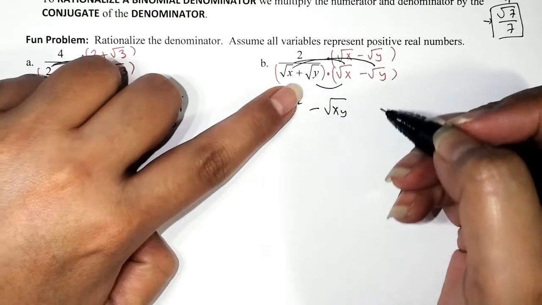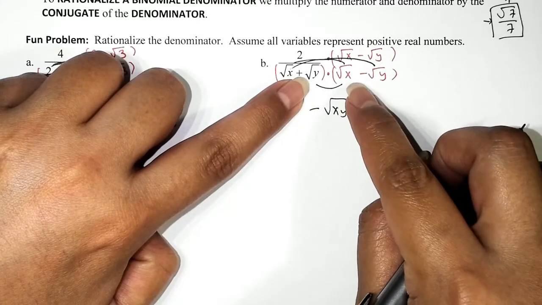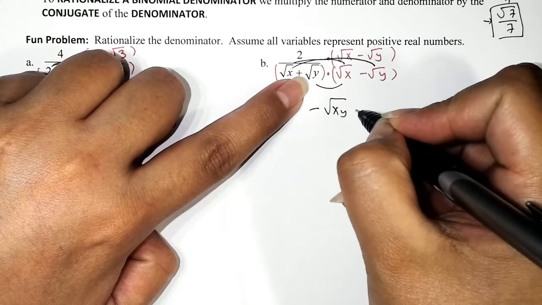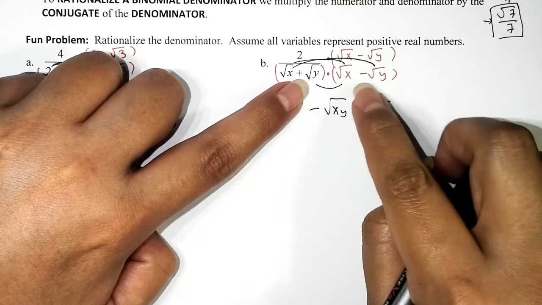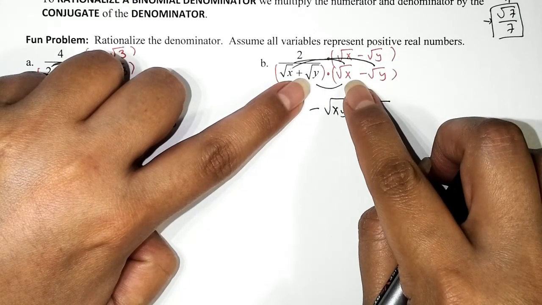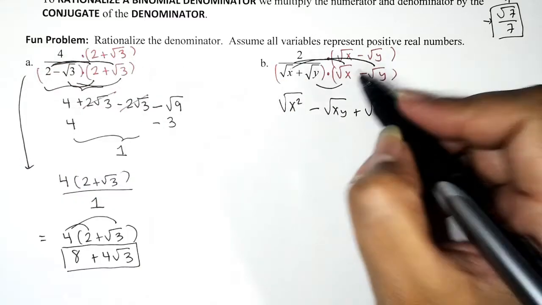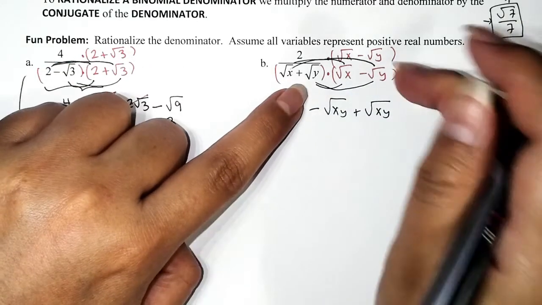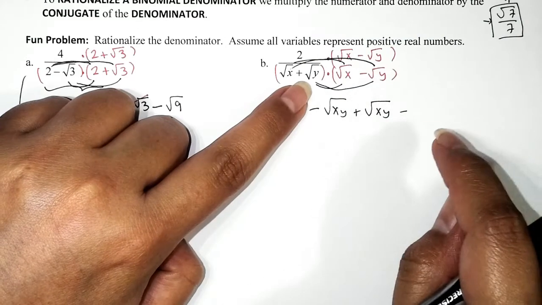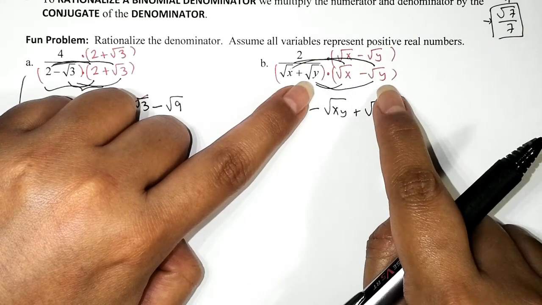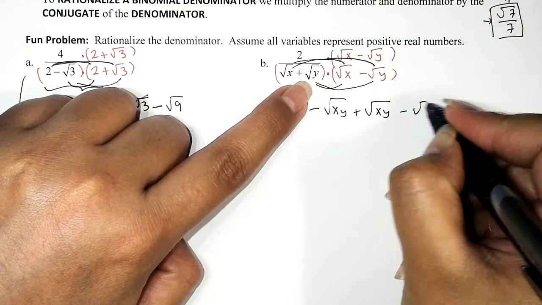Product of the inner terms, square root of y times the square root of x will give us square root of yx. But you know what? To avoid the drama, put the variable factors in alphabetical order. So we'll put square root of xy. Product of the last terms, positive times negative is negative, and the square root of y times itself will give us a square root of y squared.